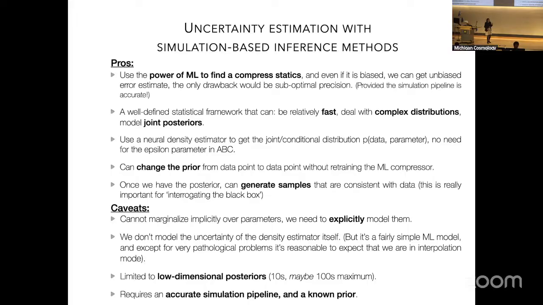There's also another problem: it's limited to low dimensional posteriors because you need to learn this density in this joint space. And density estimators, typically the ones that give you good conditional densities, are limited to low dimensional spaces. So you can do a few hundreds, maybe a couple of thousands, but you cannot do millions of dimensions. So you cannot do inference directly on an image or a volume. You have to have some compressed statistics and then do the inference in the space of the compressed statistics.